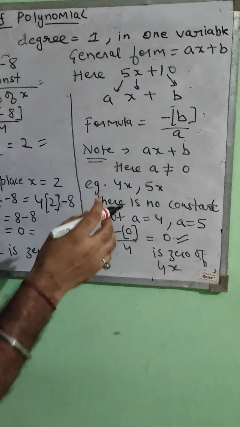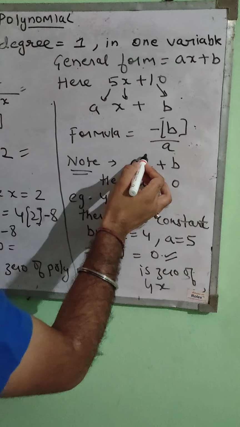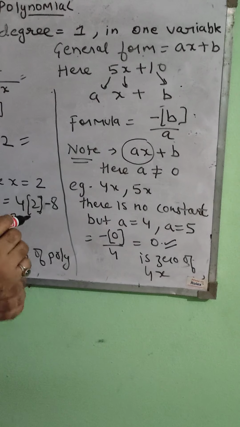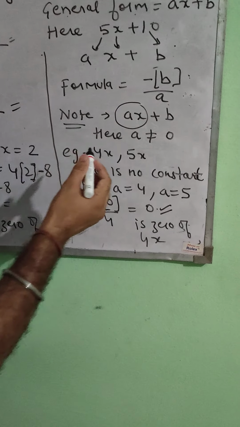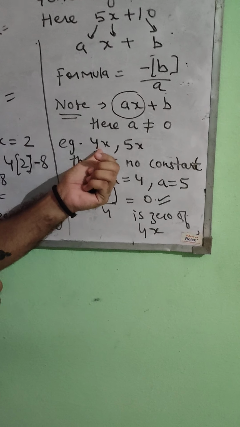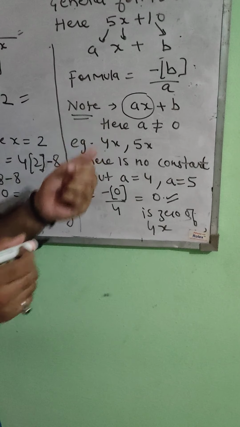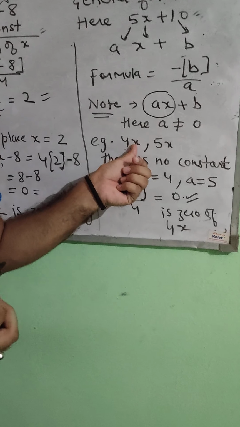In this general form of a linear polynomial, the constant part can be 0, meaning it can be missing, but the ax part, the part with the coefficient of x, can never be 0. Let's see one more example of a linear polynomial, that is 4x. Here you can see it is ax, so the coefficient part is there, but the constant part is missing.